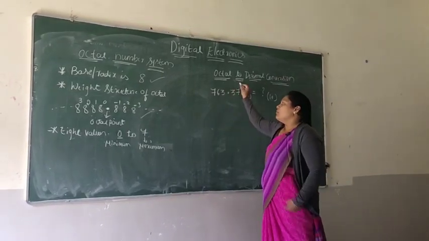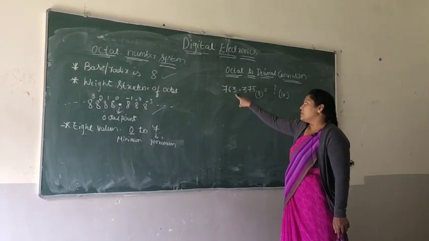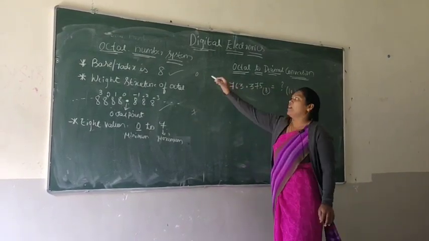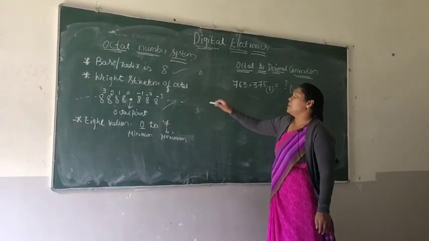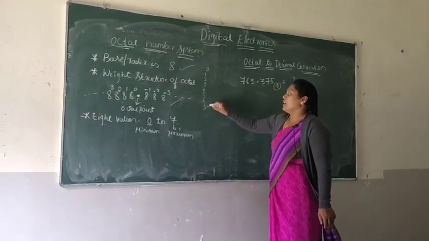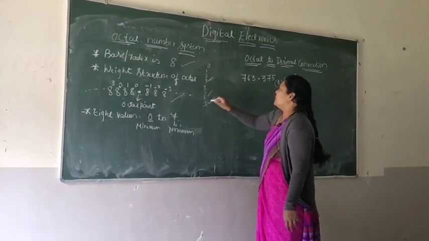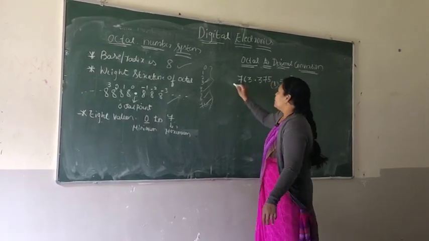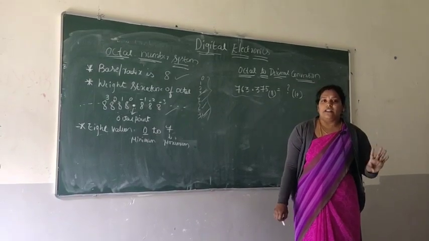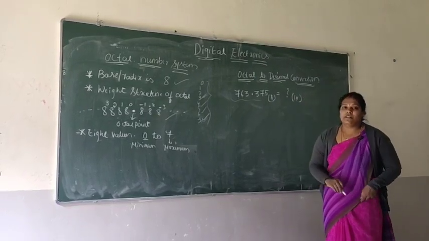In the octal number system, whatever number you write, for example 763.375, every digit must be in the range from 0 to 7. So verify: 7 is within the range, 6 is also within it, then 3, then 3, then 7, then 5. Whatever number you write must be within the range of 0 to 7 only. That is how to identify it. Then you have to convert this octal number to the decimal number system.